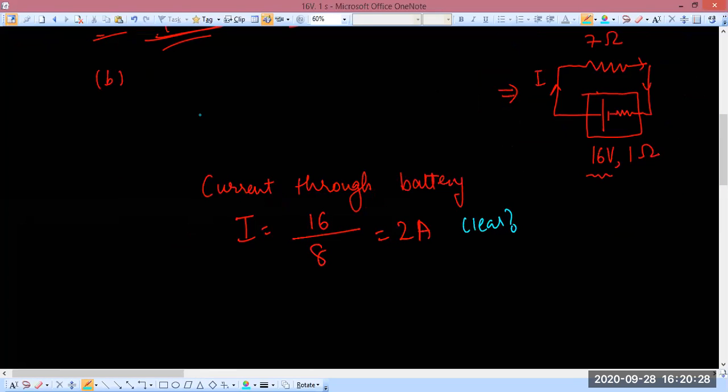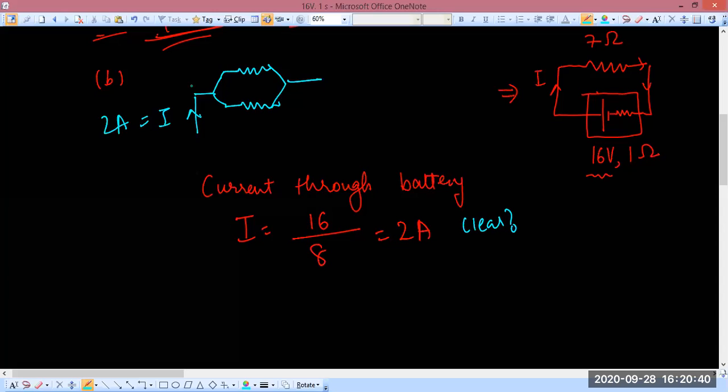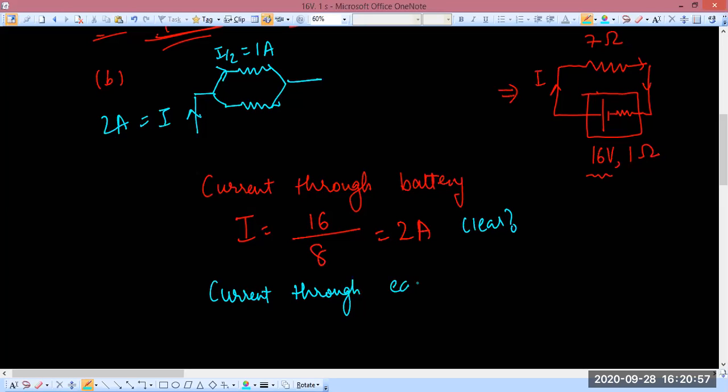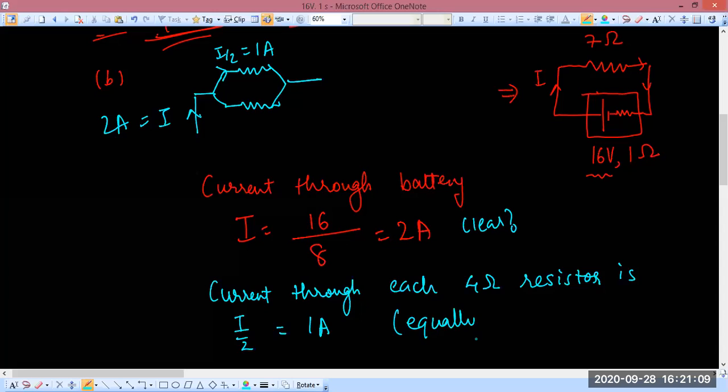Now, again, have a look at that diagram. Current comes in like this and then goes in this resistor and goes in this resistor, right? So here, if it's I, which is 2 ampere, then of course here it's I by 2, which is 1 ampere. So you could just put the current through each 4 ohm resistor is I by 2, that is equal to 1 ampere. Just write it in bracket, equally divided.